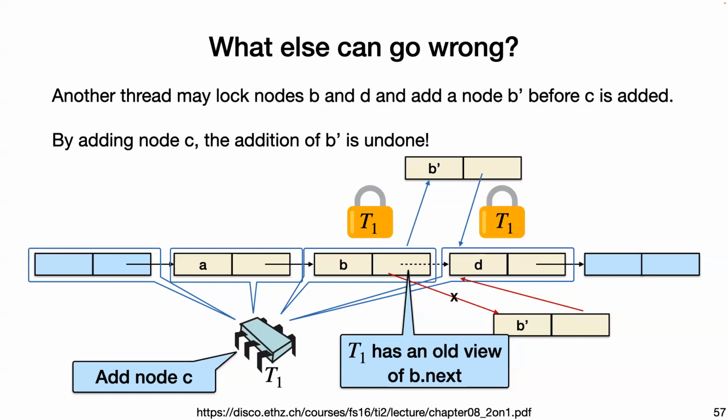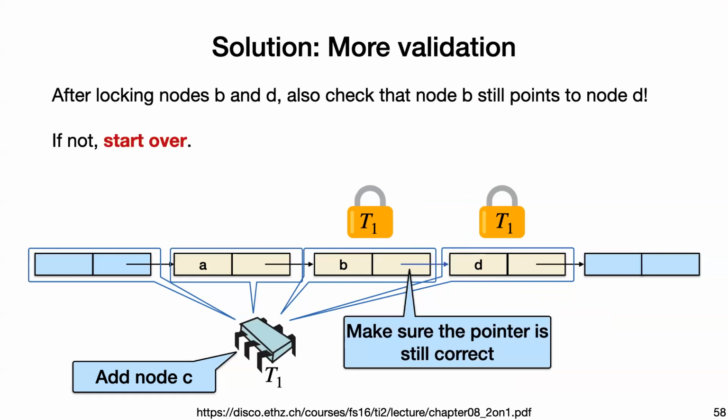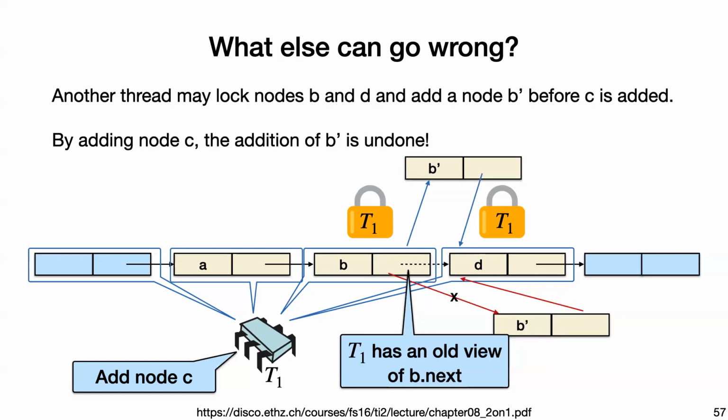Yeah, if you were just checking B next straightforwardly, then you're already implicitly doing the validation. But you have to check that. I mean, you're calling B next. In the meantime, P2 would set B next equal to B prime, and then P1 would also want to set B next to this is C. And so you have to make sure that B next is still D, because you want to add C between B and D. Make sense?